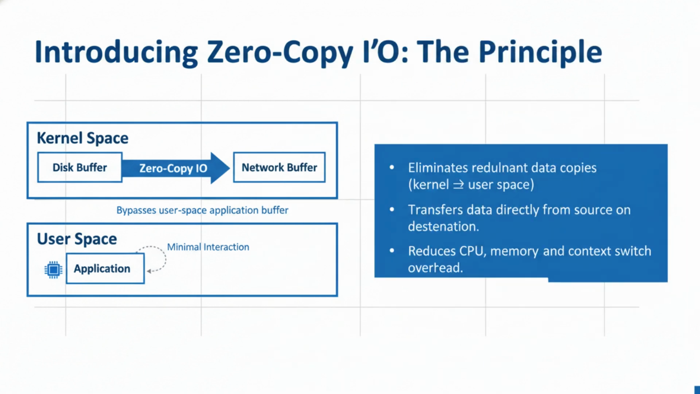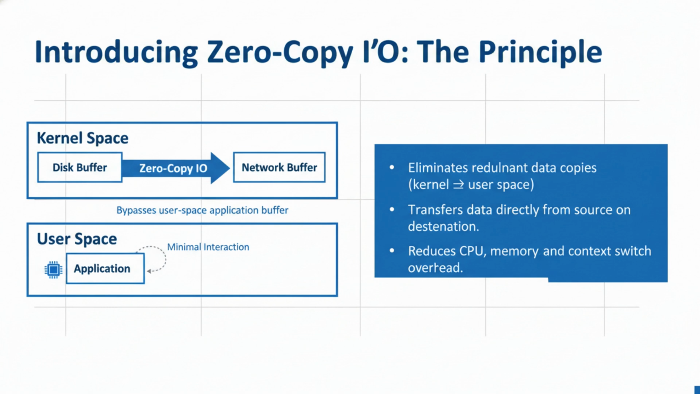This brings us to the concept of zero-copy I/O. The core principle behind zero-copy is to eliminate redundant data copies between kernel and user space. Instead of moving data through multiple buffers, zero-copy techniques aim to transfer data directly from its source to its destination. For network services, this often means moving data directly from a disk buffer to a network socket buffer, entirely bypassing the user space application buffer.